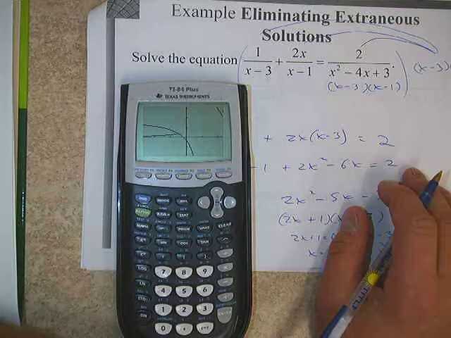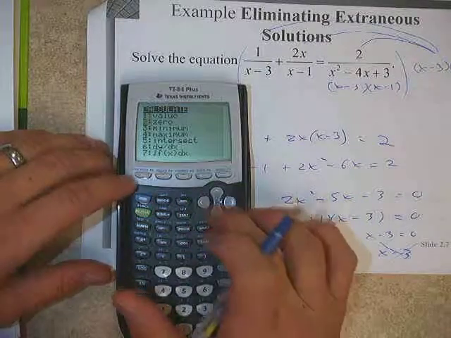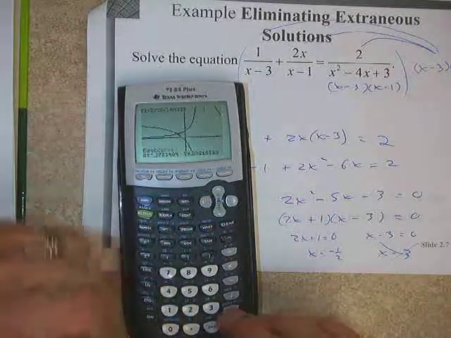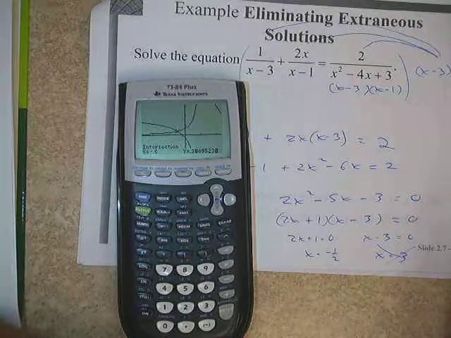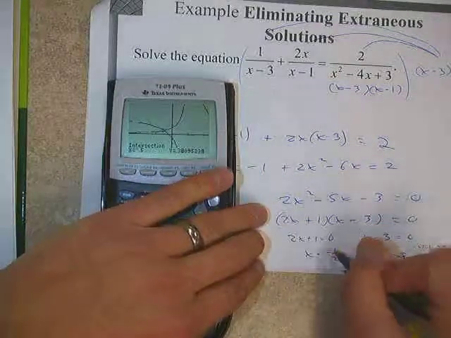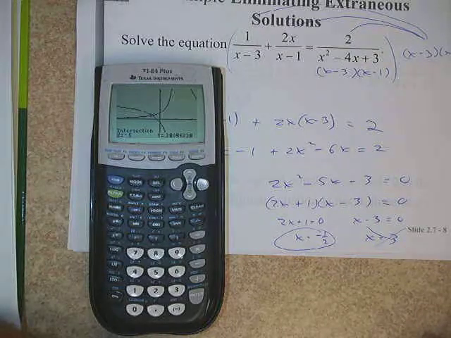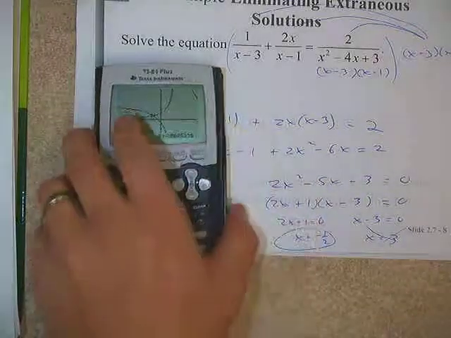And if you look here, I'm going to go ahead and zoom in on that spot where we see an intersection. There's the first function, and second function. And if we go ahead and use our intersection command, we can see that we do get, in fact, negative 0.5, the intersection between those two, which verifies that that is a solution, whereas 3 is not.